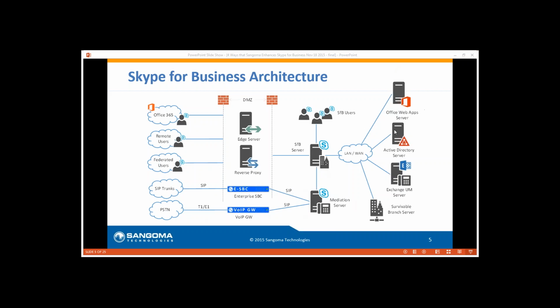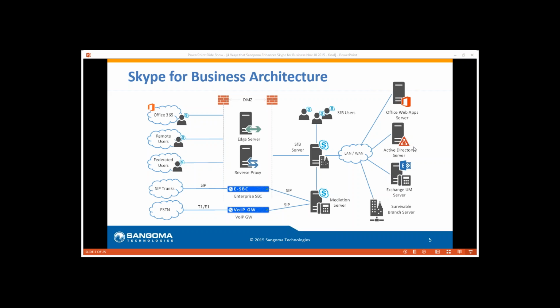And then to the right, I have a bunch of complementary products. They're not necessarily linked products or Skype for Business products, but are complementary. So Office Web Apps allows users to share documents without having to be Skype for Business users. Active Directory is a central component to any Microsoft deployment. It's used for domain control and sign-on. Not network sign-on.